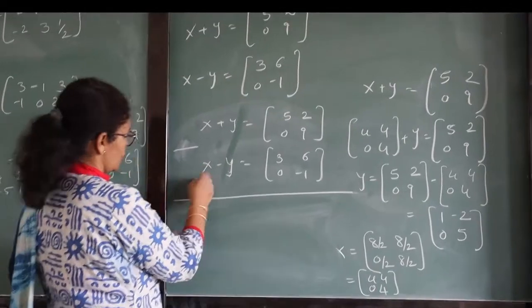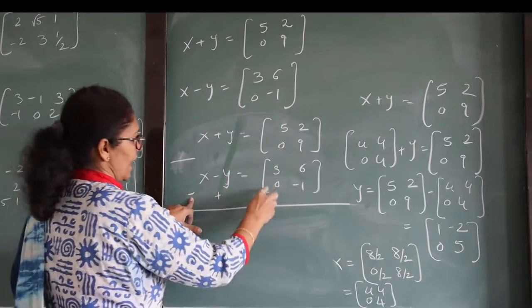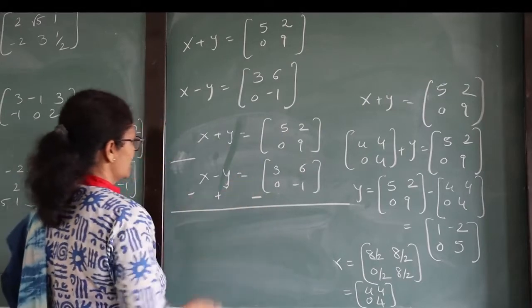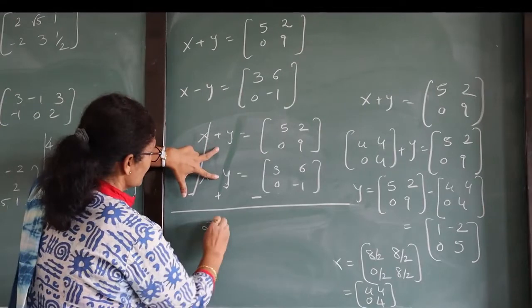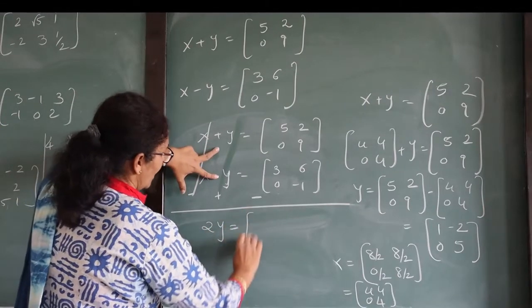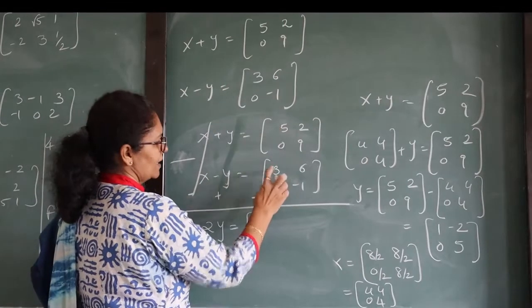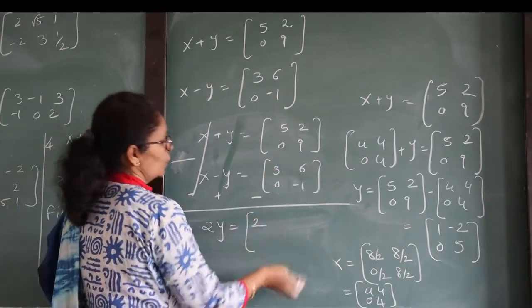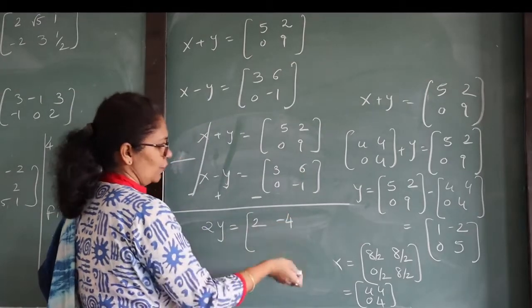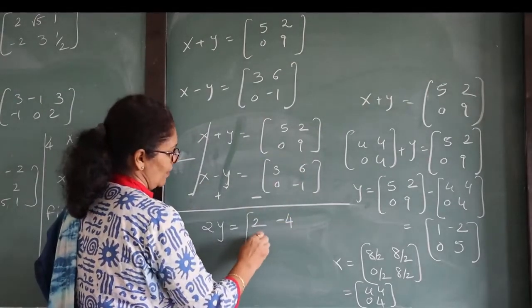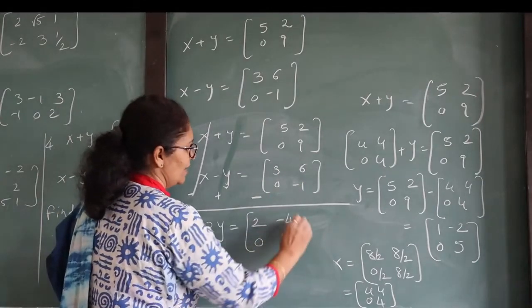Subtraction means sign change. Minus became plus and plus became minus. That means x will be eliminated. Now y plus y will be 2y, and simple subtraction of these two matrices. So what is it? 5 minus 3 will be 2. 2 minus 6 will be minus 4. 0 minus 0 will be 0, and 9 minus minus 1, that is 9 plus 1, will be 10.